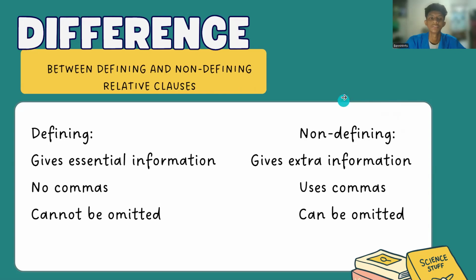And this is the difference between defining and non-defining relative clauses. Defining gives essential information, but non-defining gives extra information. Defining uses no commas, and non-defining uses commas. Defining cannot be omitted. Non-defining can be omitted.